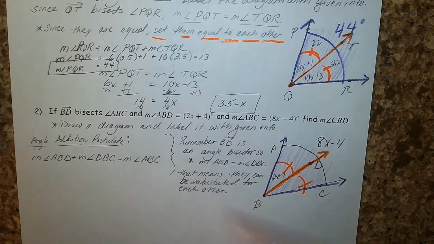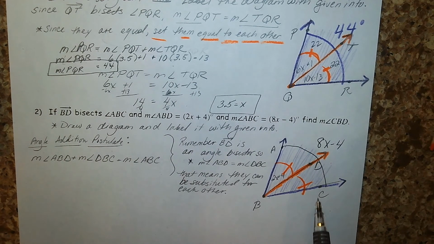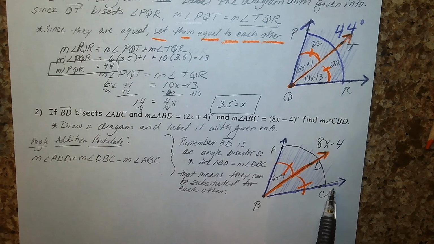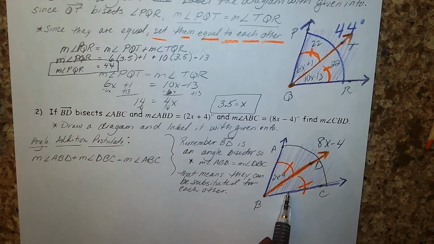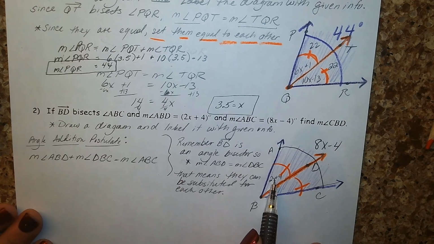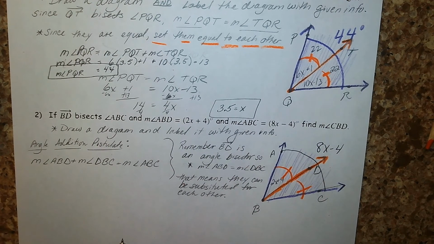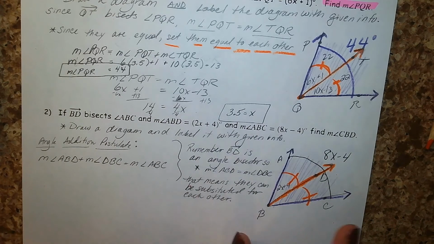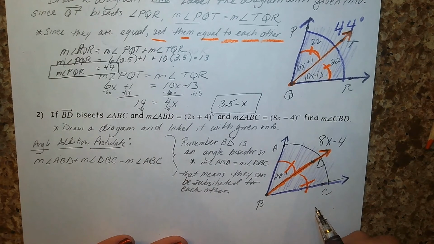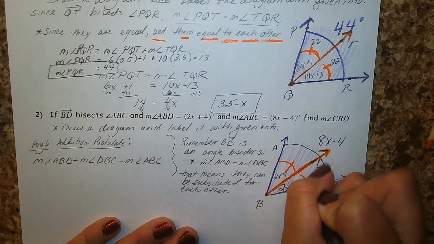Now, the angle addition postulate would be a kind of an obvious one for this because you have all of it. But here's the thing. We don't know what this one is. We have no idea what this angle is. They didn't give us that one. They only gave us this one and the whole thing. But you know you have a bisector. So you know that they're equal. Remember before I said they could be substituted for one another? So I could put 2x plus 4 in here also.